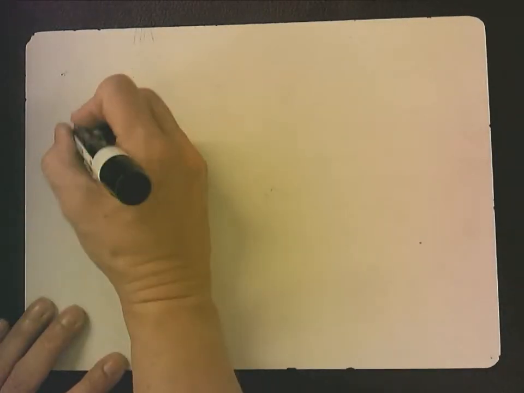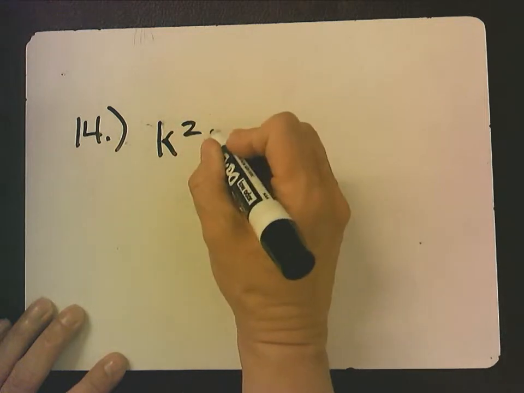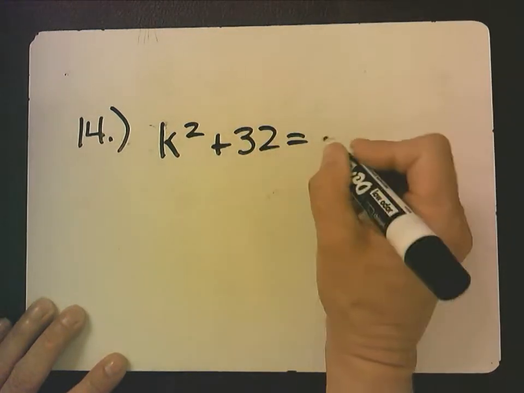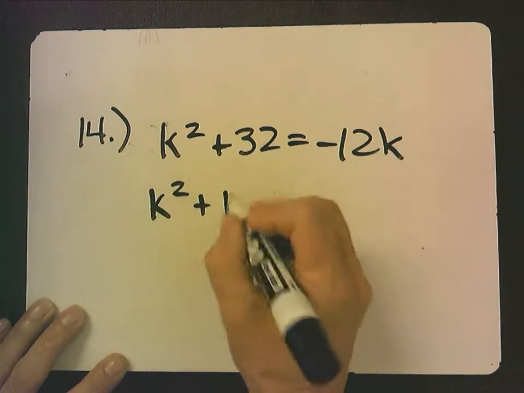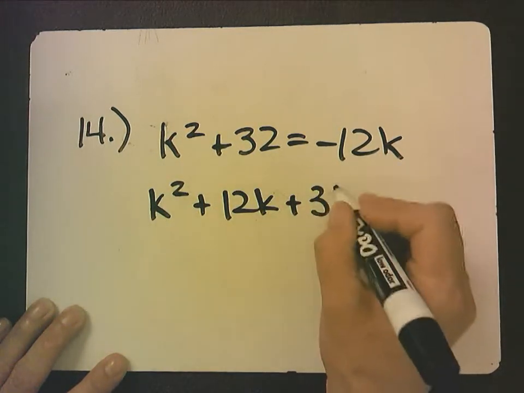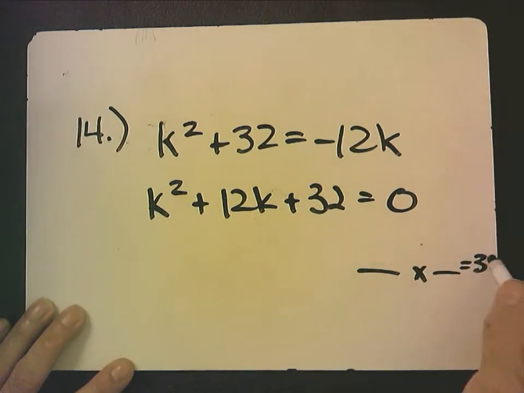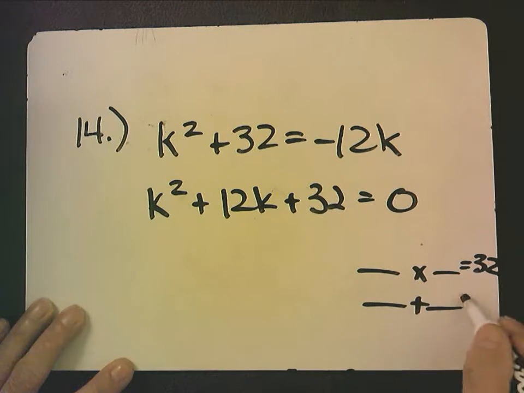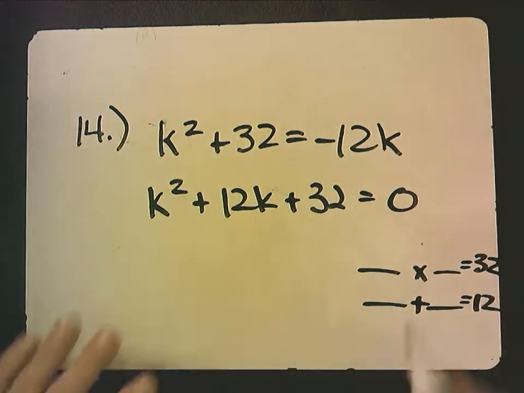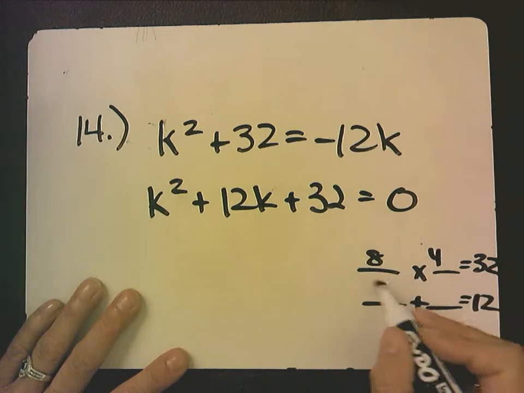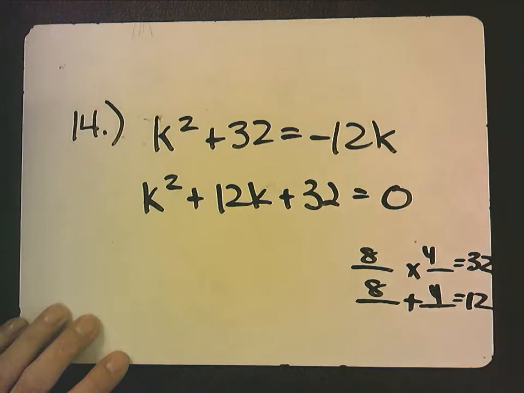Number 14, it says solve by factoring. Okay, k squared plus 32 equals negative 12k. Well, first I put this in standard form: k squared plus 12k plus 32 equals 0. I look for my magic numbers: two numbers that multiplied equal positive 32, but add up to positive 12. And 8 times 4 equals 32, and 8 plus 4 equals 12. So my magic numbers are 4 and 8.